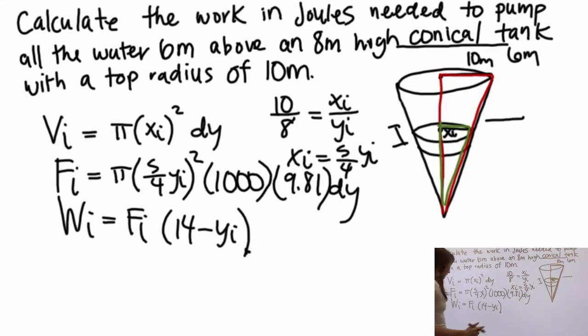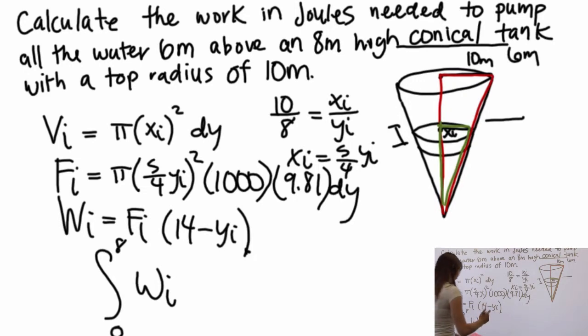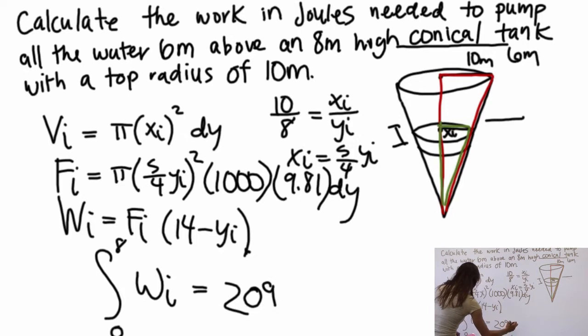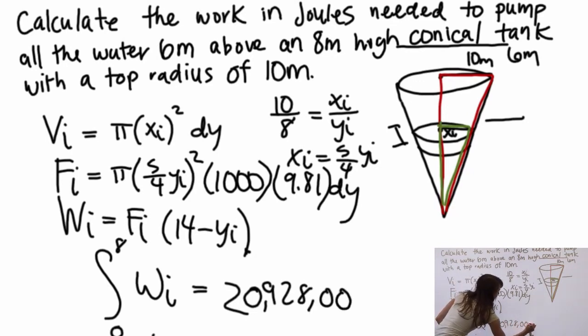So then all we do is we integrate this work on the slice from just the height of our cone, so 0 to 8. And if you do that, you should be getting 20,928,000 joules.